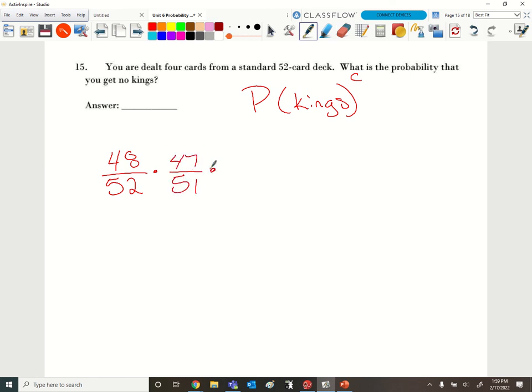The next one's going to be 46 out of 50. And my fourth card is 49. There we go. And just put it in the calculator. Yes. Put it into calculadora, por favor. Por favor. Candy, por favor to calculator.